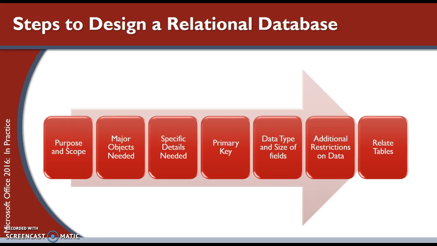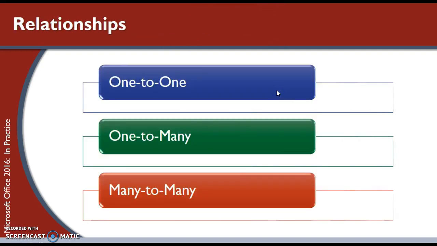Okay? Once you know your tables, then you need to determine what fields are going to go in each table. In other words, specifically identify the details you need. Once you do that, you set the primary key, and then you determine what kind of data type and size each field is. You can add any restrictions by adding properties to the data, and then you want to create related tables and see how they are related together. Now, tables related together can form one of 3 relationships. They can have a one-to-one relationship, a one-to-many relationship, or a many-to-many relationship.